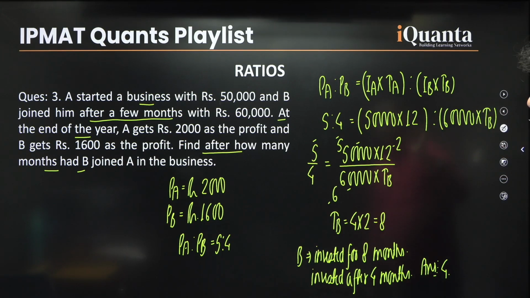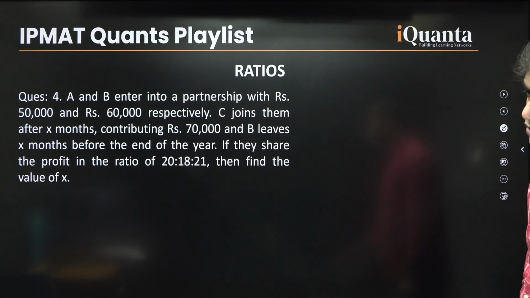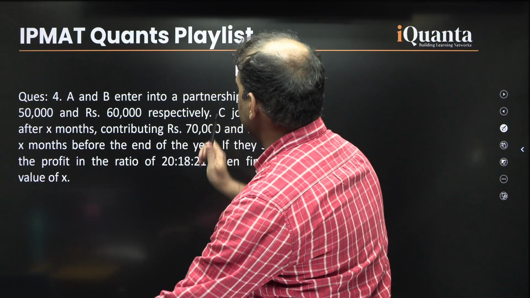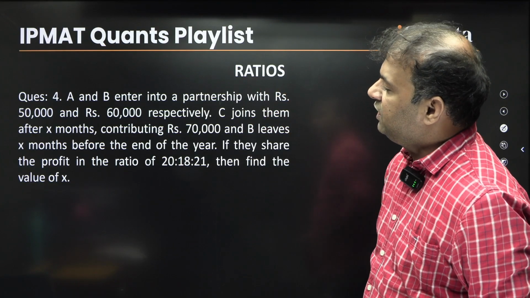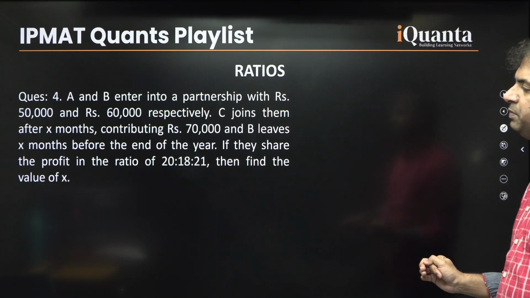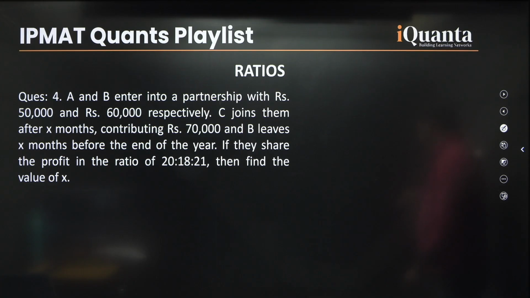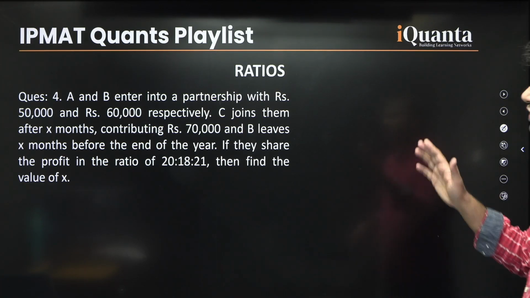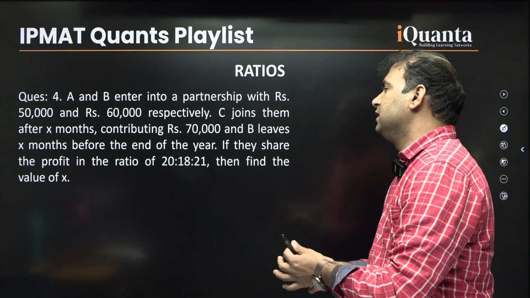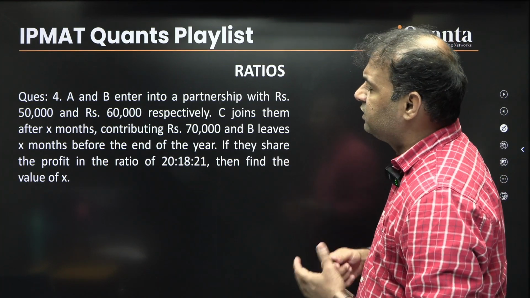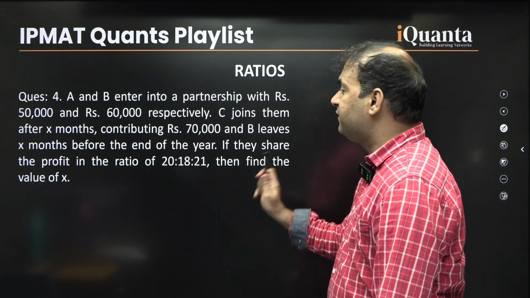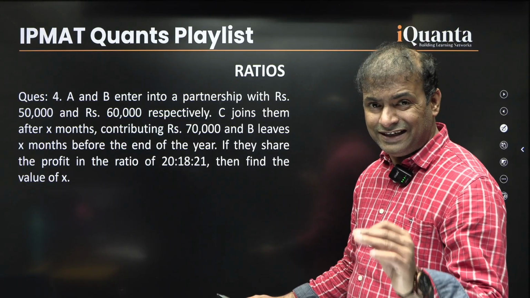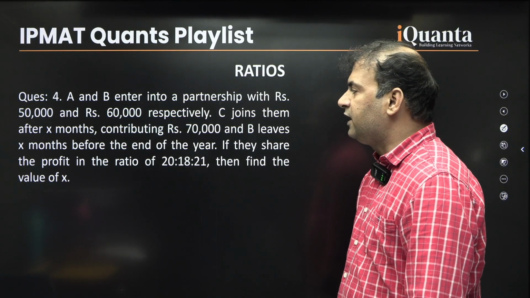Okay, I'm sure this must be clear to you after this discussion, and let's move to the next problem, question number 4. Question number 4 is again an interesting one. It says that there are two partners A and B who enter into a partnership with rupees 50,000 and 60,000 respectively. C joins them after X months contributing rupees 70,000, and then B leaves X months before the end of the year. If they share the profit in the ratio of 20:18:21, then find out the value of X.